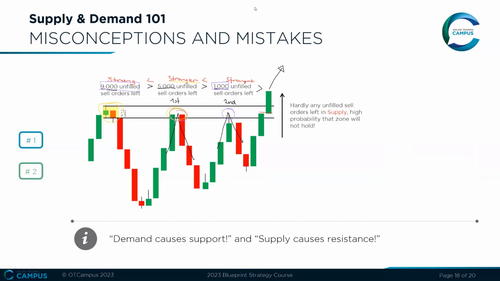Okay, so still an interesting concept slide, especially if you are familiar with support and resistance.